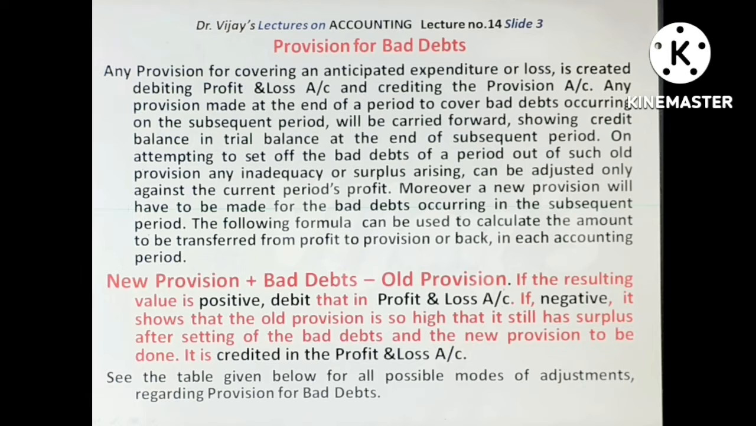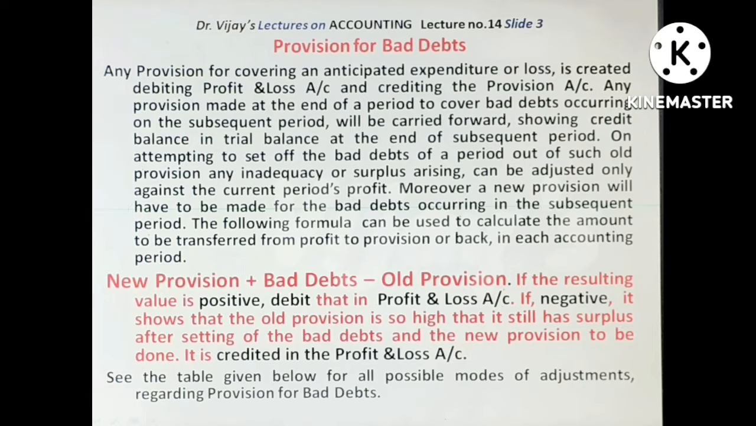On attempting to set off the bad debts of the current period out of the provision that was created for that purpose in the previous period, whatever shortage or surplus arises can be adjusted only against the current period's profit. Moreover, a new provision will have to be made for bad debts occurring in the subsequent period.